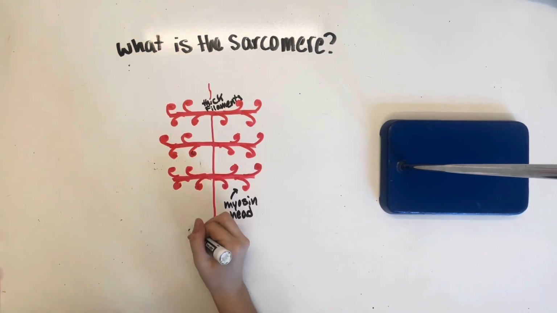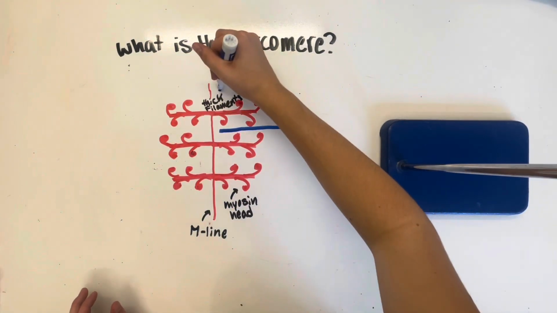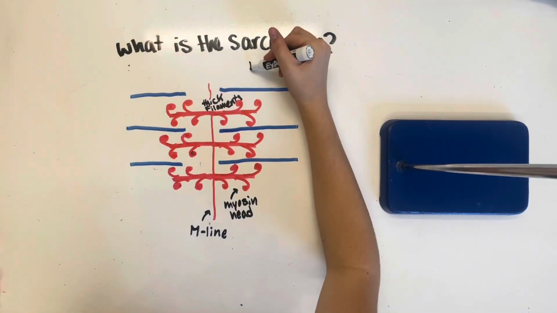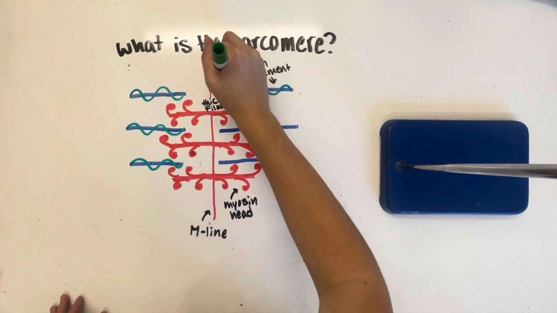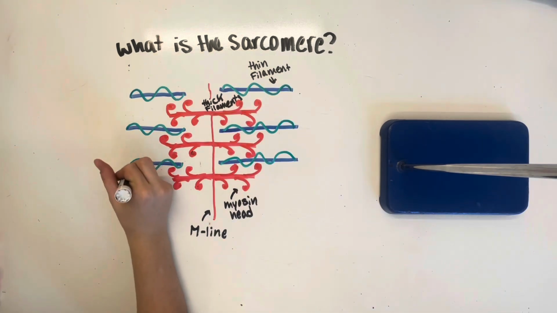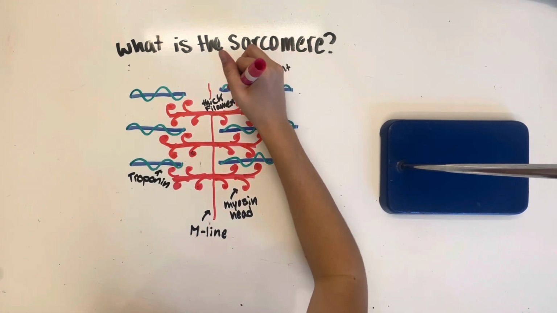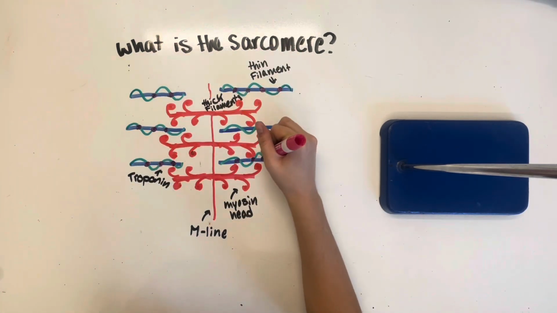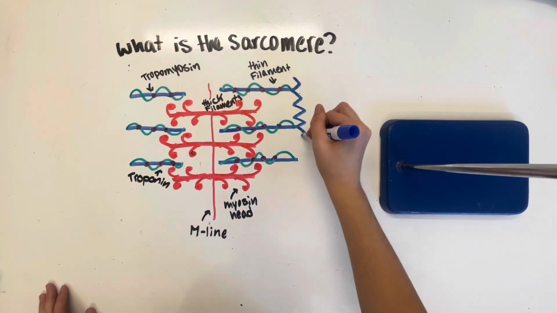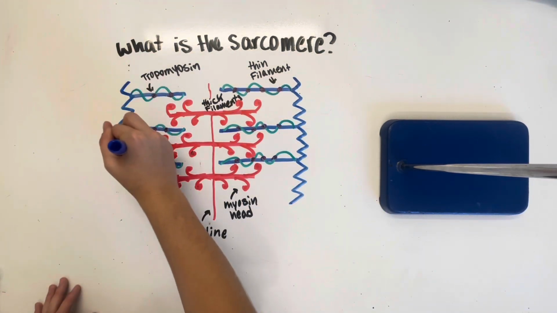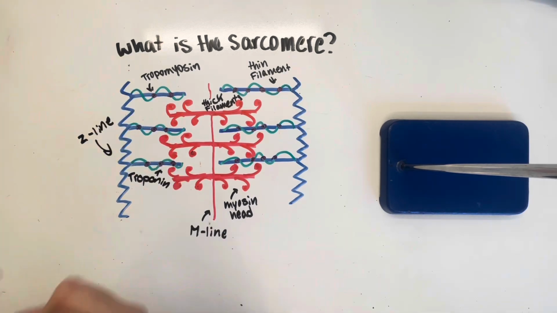The thick filaments meet at the M line and are layered in between thin filaments made up of the protein actin. Troponin is attached to the actin filaments and controls the protein tropomyosin, which protects the actin-myosin bonding sites. Finally, the thin filaments are attached at the Z line, which marks the borders of each sarcomere.